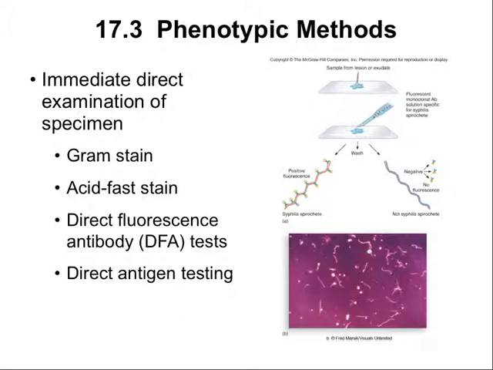Direct antigen testing is like DFA, but the reactions can be seen with the naked eye, just like an ABO blood grouping test. If there are only very few microbes, then direct testing is not really that effective. We need much more sensitive methods, which we'll explore here.